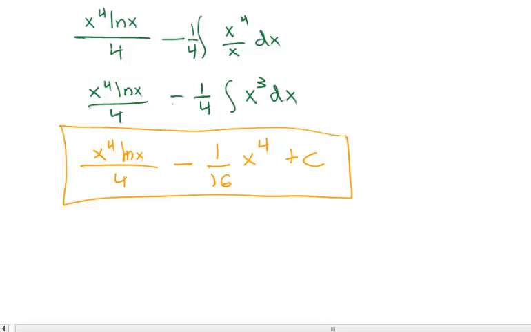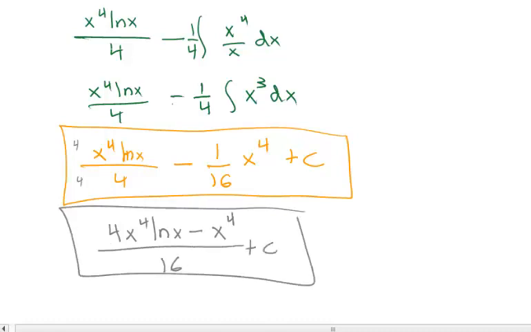If we wanted to, we can get a common denominator on this and put it all together by multiplying by 4. So we have 4x to the 4th natural log of x minus x to the 4th, over 16, plus a constant. Both those answers would work just fine.